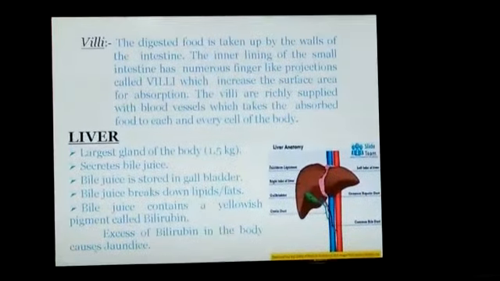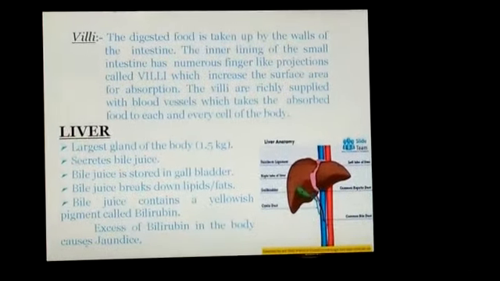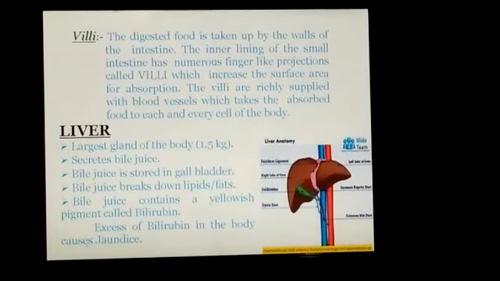Now, after the villi, we will go to the next organ, which is not a part of the alimentary canal, but is an important organ without which digestion is not possible. The liver is not a part of the alimentary canal, but it is the largest gland of the body. It weighs around 1.5 kg, as mentioned in the point.